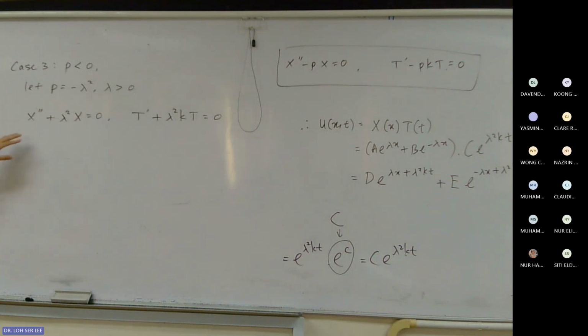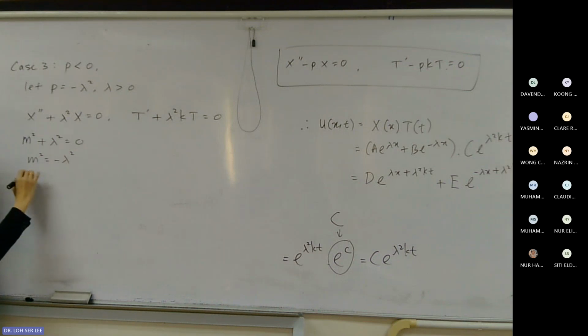You get these two. Okay, so again, we want to solve this second order homogeneous differential equation. Second order linear homogeneous. So characteristic equation: m squared plus lambda squared equals 0. So this one, m squared equals negative lambda squared. So m is plus minus lambda i.